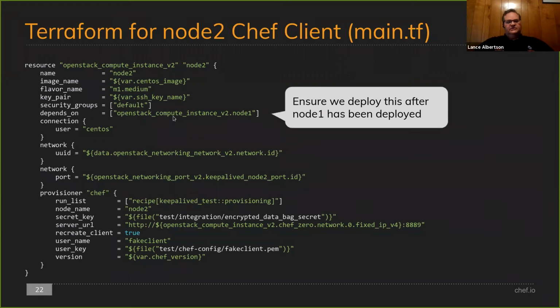And then for the second node, we add a depends_on for the first node. So we don't want to deploy them both at the same time. We technically could, but for our case, we just want to make sure that everything's working properly. So this will wait until node 1 is done, and then it will start building this out, and everything else will work magically in there.